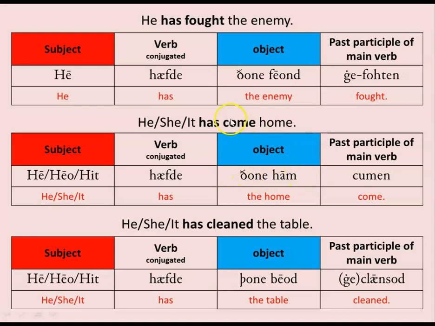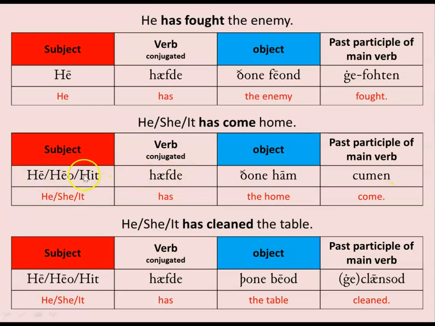Okay, the past participle of the main verb come. The past participle of that is cumen, okay, cumen, not with an A there, with an E. That's the past participle of the main verb, cumen. So make sure you pick the past participle, because the infinitive form of come is cuman, with an A there. But we don't want that. We want the past participle of the main verb. Past participle is essential, cumen, come.